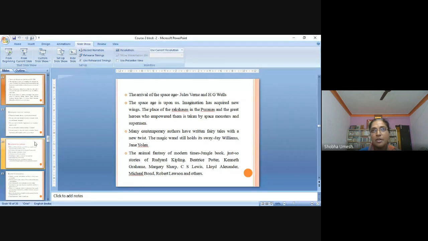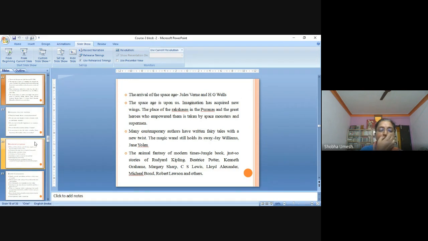In the past, we used to call them demons or Rakshasas in the holy scriptures, the Puranas, or the epic stories. But the same characters have been replaced in the present century by monsters and Superman. And contemporary authors have written fairy tales with a new twist. See, there is a shift in the writing of stories, and they have given a modern touch to the stories. You might have heard how the tortoise and the hare story has taken a modern twist.